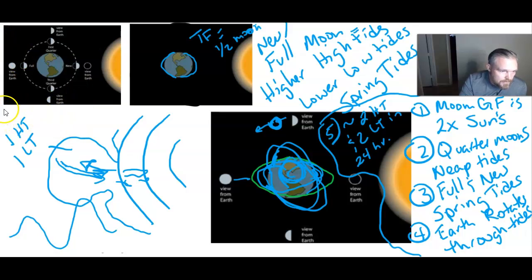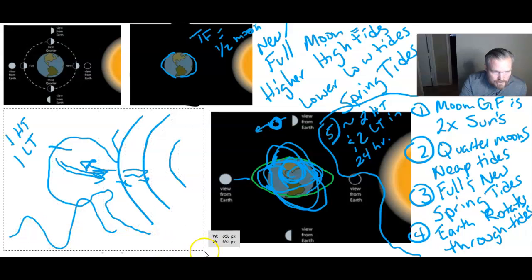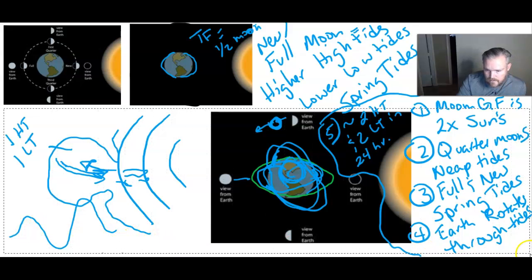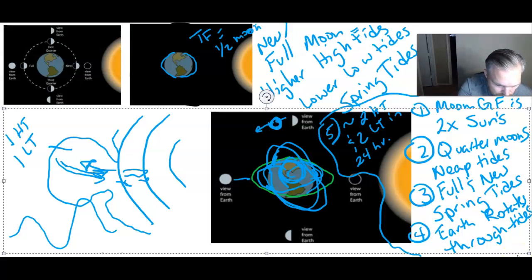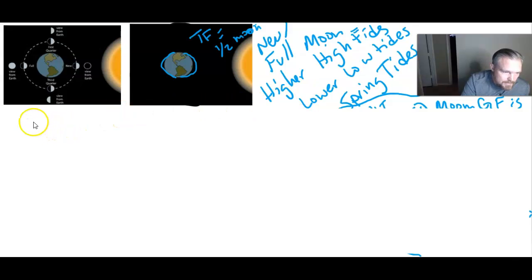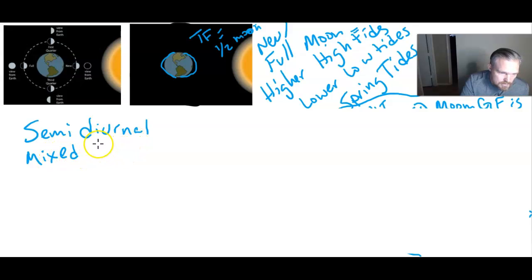I'm going to write them here, and then what you'll want to do is go find a picture of these, just to make them a little bit better than what I've got here. So the 3 types are going to be semi-diurnal, then there is a mixed, I think it's mixed diurnal, and then there's just diurnal.